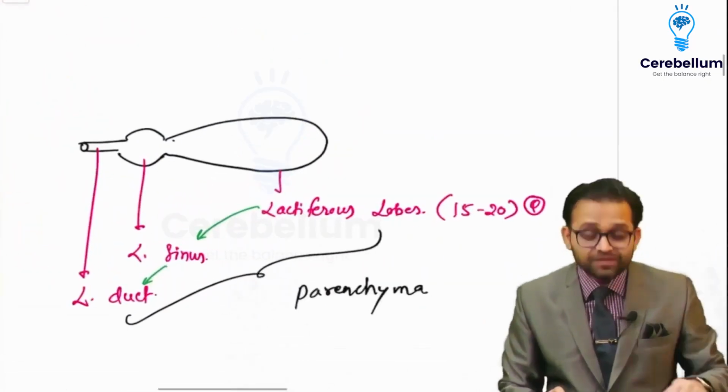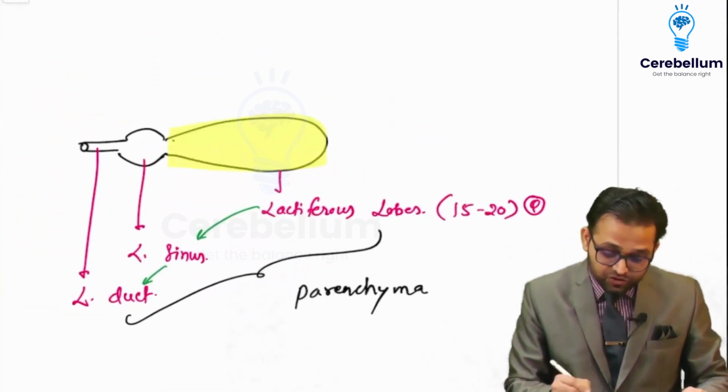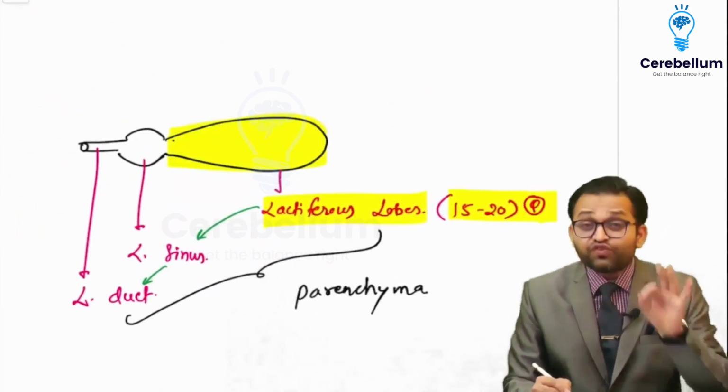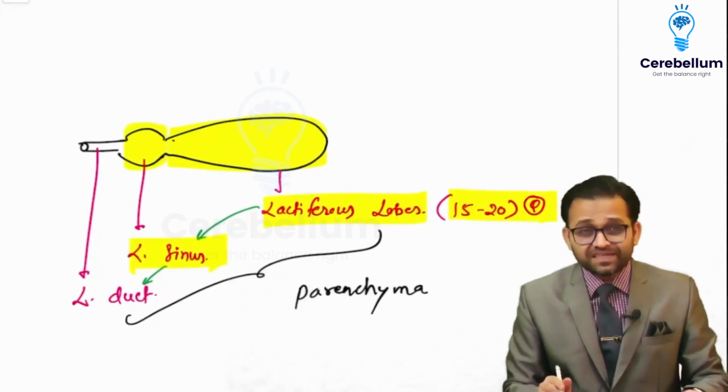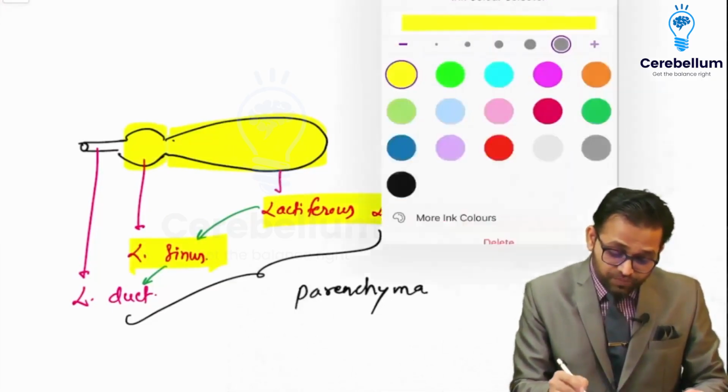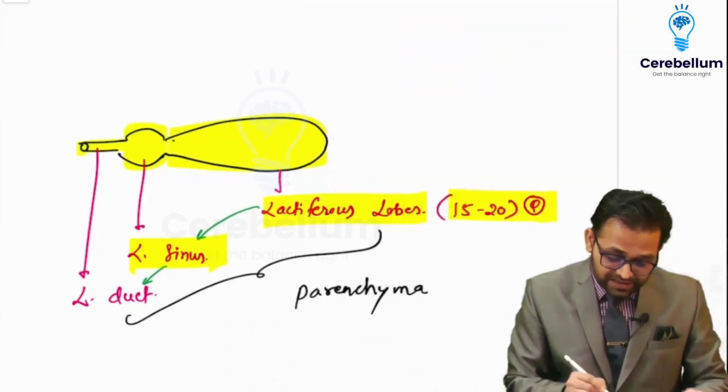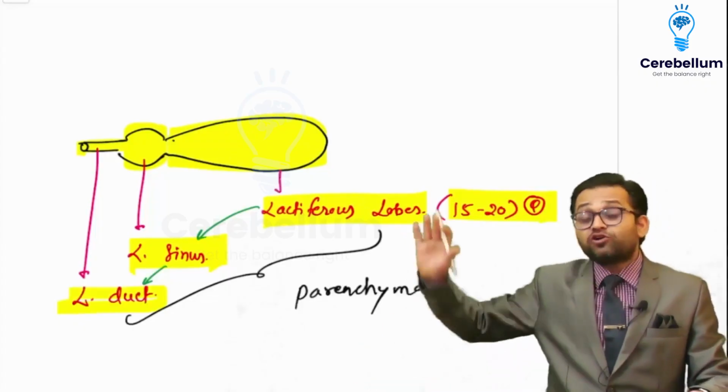Again, one simple diagrammatic presentation. Sir, here is the presence of lactiferous lobes. MCQ, 15 to 20 lobes are there. These open into the lactiferous sinus, and then into the lactiferous duct. So these are the parts of the parenchyma.